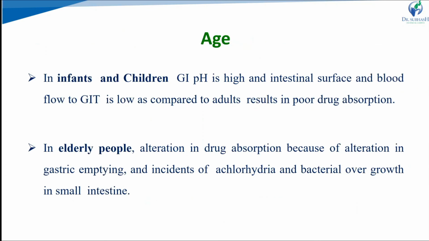Miscellaneous, the minor factors: age. In infants and children, GI pH is high and intestinal surface area and blood flow to the GIT are low as compared to adults, resulting in poor drug absorption compared to adults or normal persons. In elderly people, drug absorption is altered because of altered gastric emptying compared to adults. Among disease conditions, bacterial overgrowth in the small intestine also changes drug absorption. These are the patient-related factors that affect the drug absorption process.